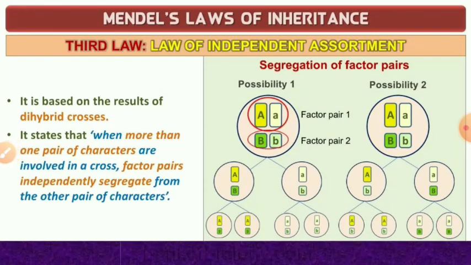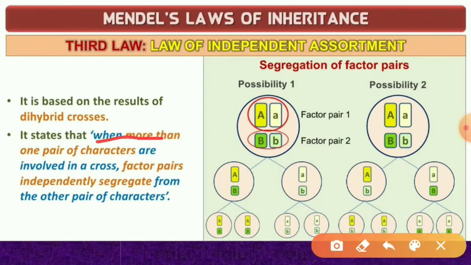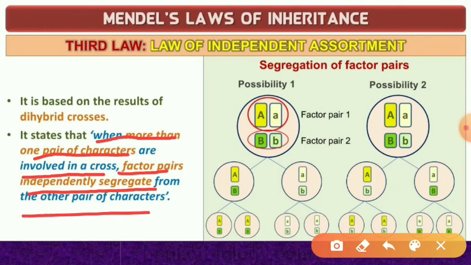Okay, last, Mendel's third law, the law of independent assortment. What does this law state? This law states that when more than one pair of characters is involved in a cross, which is the interaction of two genes, factor pairs independently segregate from the other pair of characters. Once again, a factor pair independently segregates from the other pair of characters.